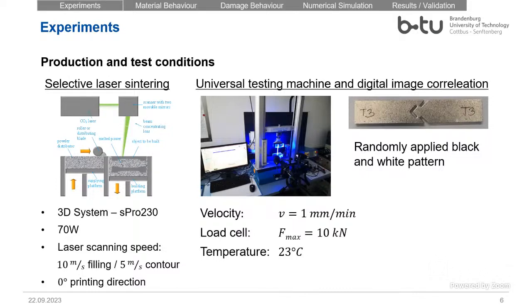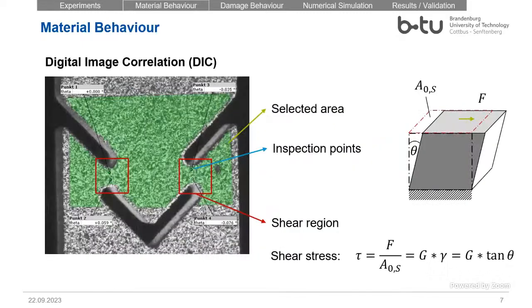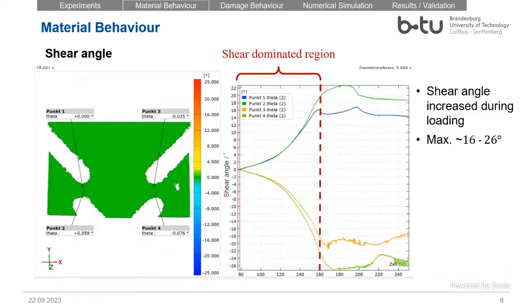And we test it on a universal testing machine and also use DIC to measure the deformation field. Here you can see a small picture of the DIC, two interesting points where we have shear stress. And here I'd like to show you a small movie. You will see at the beginning we have pure shear, and at the end we have a superposition between shear and tensile.